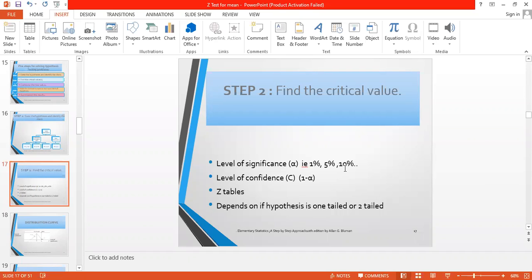And according to the confidence interval, 1% is the 99% confidence interval, 5% is the 95% confidence interval, and 10% shows the 91% confidence interval. And this is the level of confidence. And then Z tables are used and depend on whether the hypothesis is one tail or two tail.